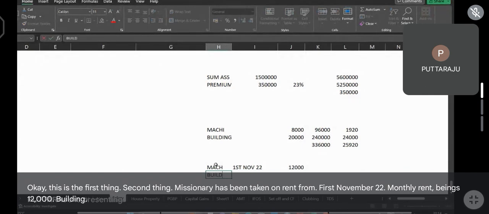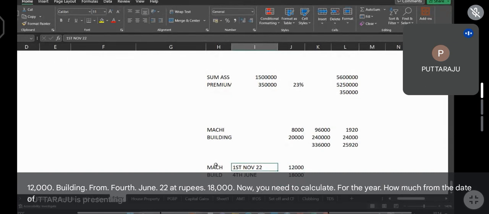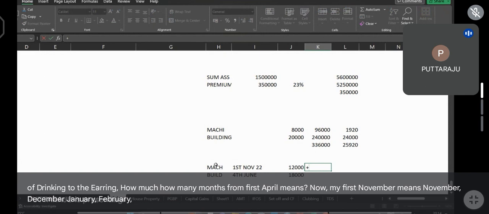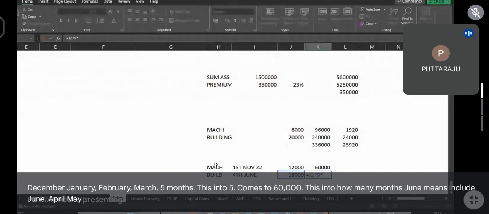Building from 4th June 22 at rupees 18,000. Now you need to calculate for the year how much, from the date of renting to the year end. How many months? From 1st November means November, December, January, February, March: 5 months. This into 5 comes to 60,000. This into how many months? June means include June, April may exclude. June comes to 10 months.